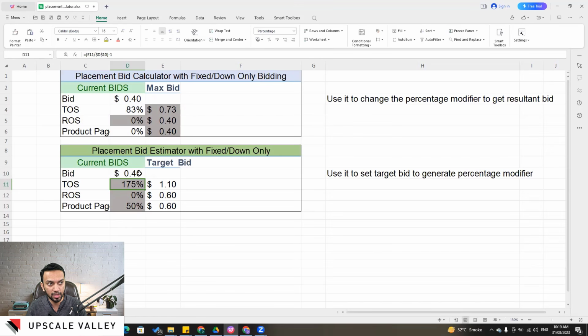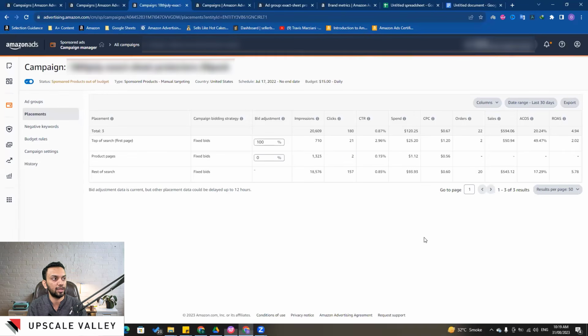My rest of search ACOS was high, so instead of 60 cents, I want to spend 40 cents here. But then again, I want my top of search bid to be the same, that is $1.1. So in that case, I would decrease the bid to 40 cents and I would increase the top of search placement to 175%. So this is the scenario. The second scenario, in this case, the answer is you would decrease the bid and maintain the top of search placement.